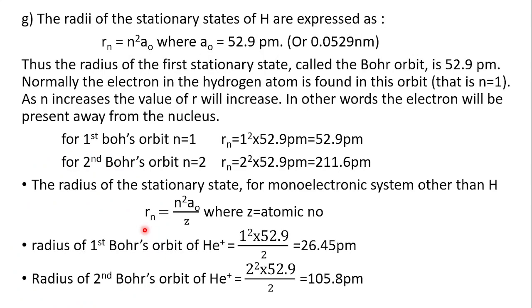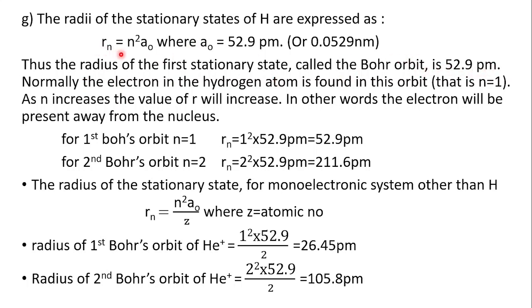Next point ahile ki that the radii of the stationary states of hydrogen are expressed as, ami radius to keneke uliam? Rn equal to n square into a naught, where a naught is 52.9 picometer, or in terms of nanometer, if we express, it will be equal to 0.0529. Thus, the radius of the first stationary state called the first Bohr orbit is 52.9 picometer.